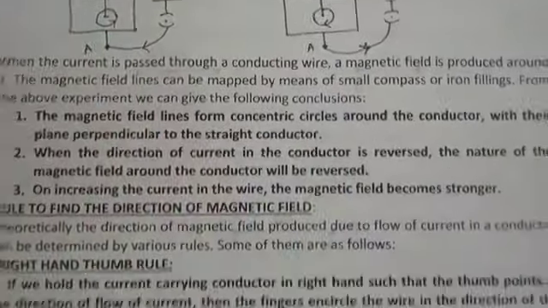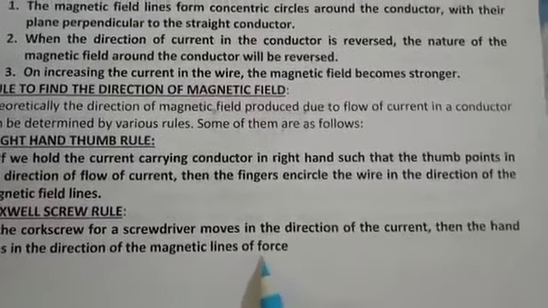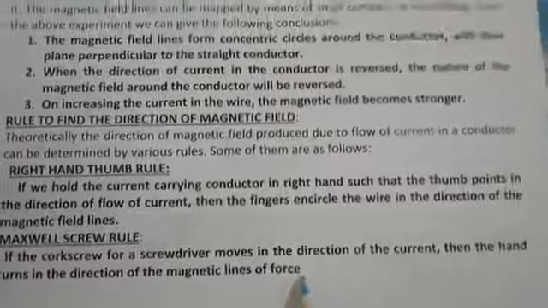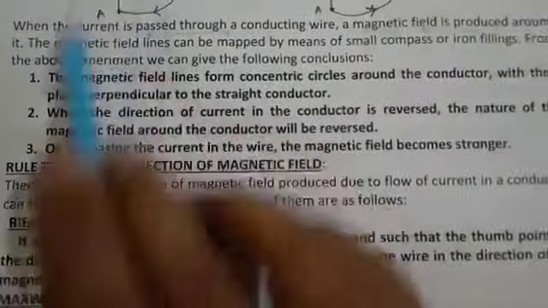The second rule which is going to help us in this practical is Maxwell's screw rule. If the cork screw of a screwdriver moves in the direction of the current, then the hand turns in the direction of the magnetic lines of force. It means that if you take a screwdriver and move it in the direction of the current which is moving through the conductor, then the movement of the hand will represent the direction of the magnetic field around it.